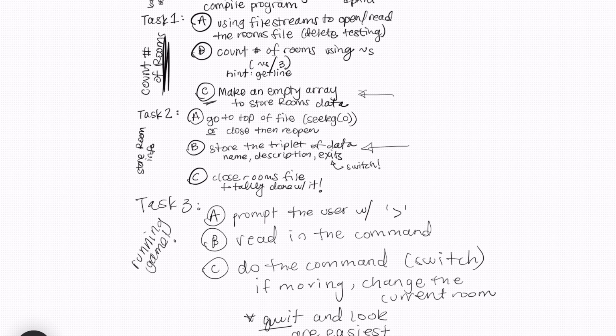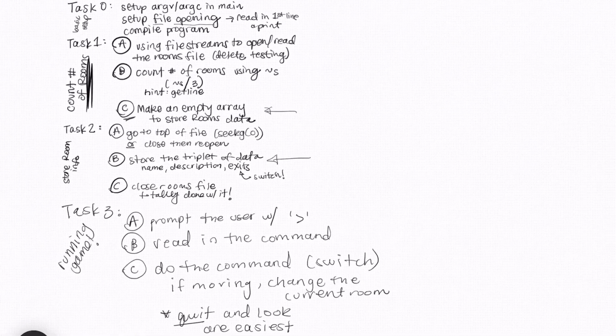If you move rooms, you'll want to have some way to keep track of the current room, and if you move it, then you'll change it. But task 3, honestly, is probably a little bit simpler than task 2. Task 2 is maybe the hardest. Task 3, and then in particular, the move command would be the hardest. All right, that is the tasks for MUD.